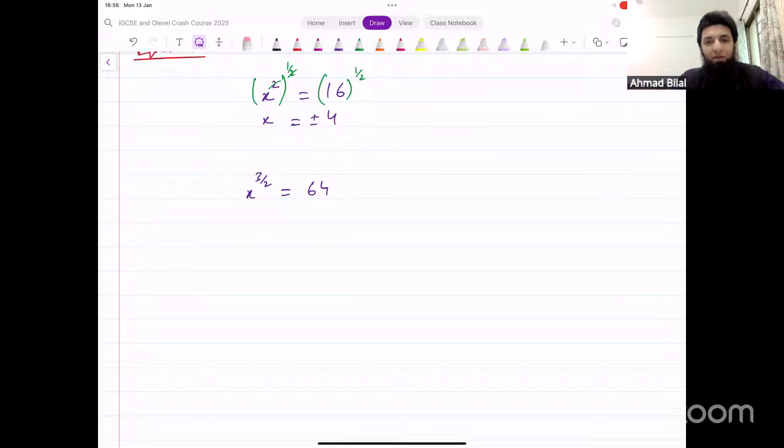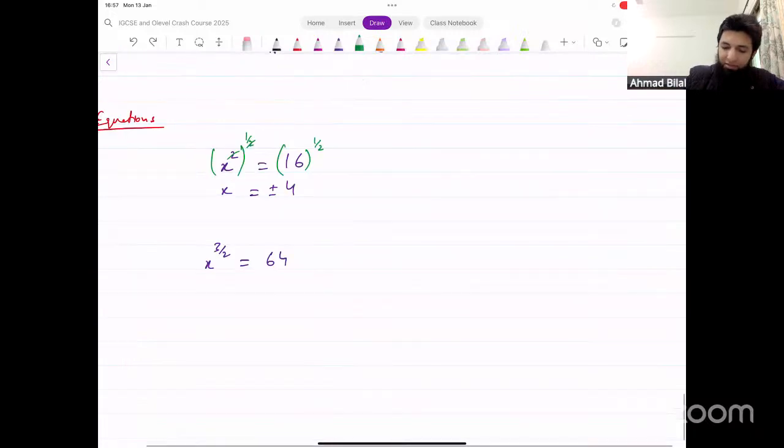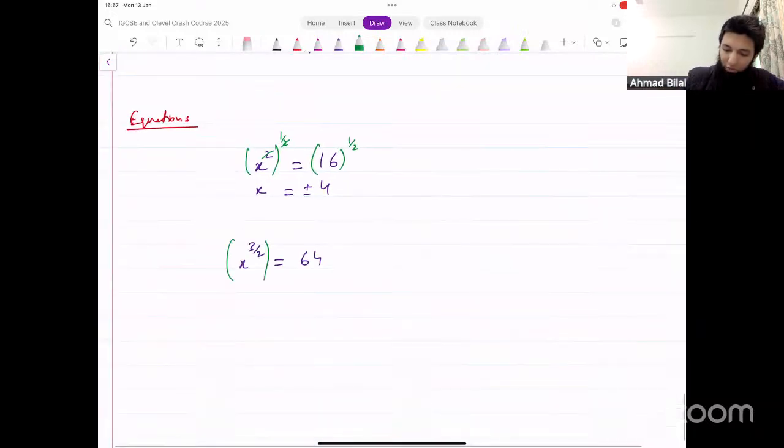How do we solve this equation? Solving means we want to find the value of x that satisfies this equation. How do you find that? The idea is we want to get rid of the power 3 over 2 from here. How do you do that? How do you get rid of this power 3 over 2 from here? You raise both sides to power 2 over 3.